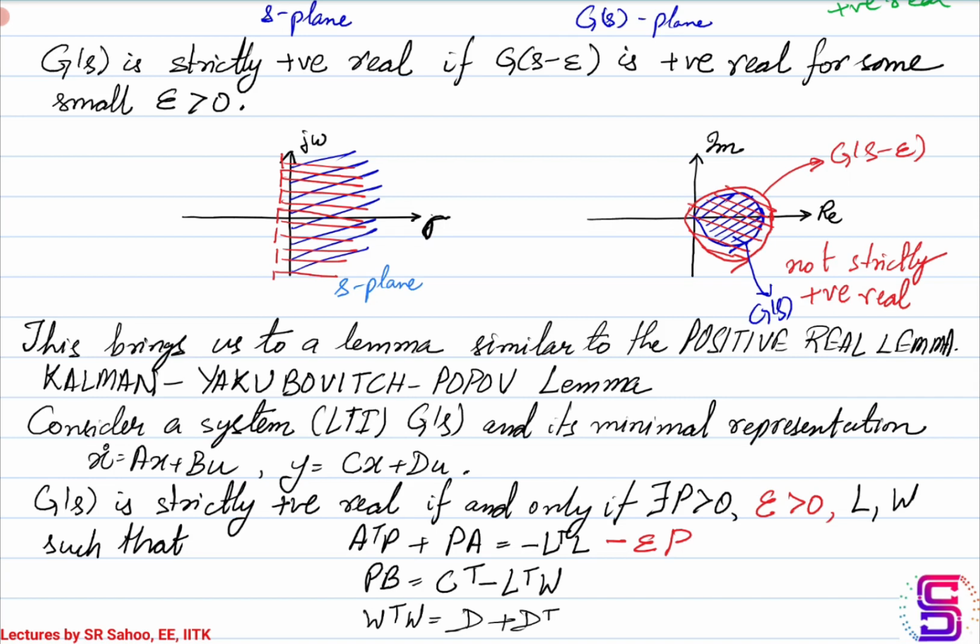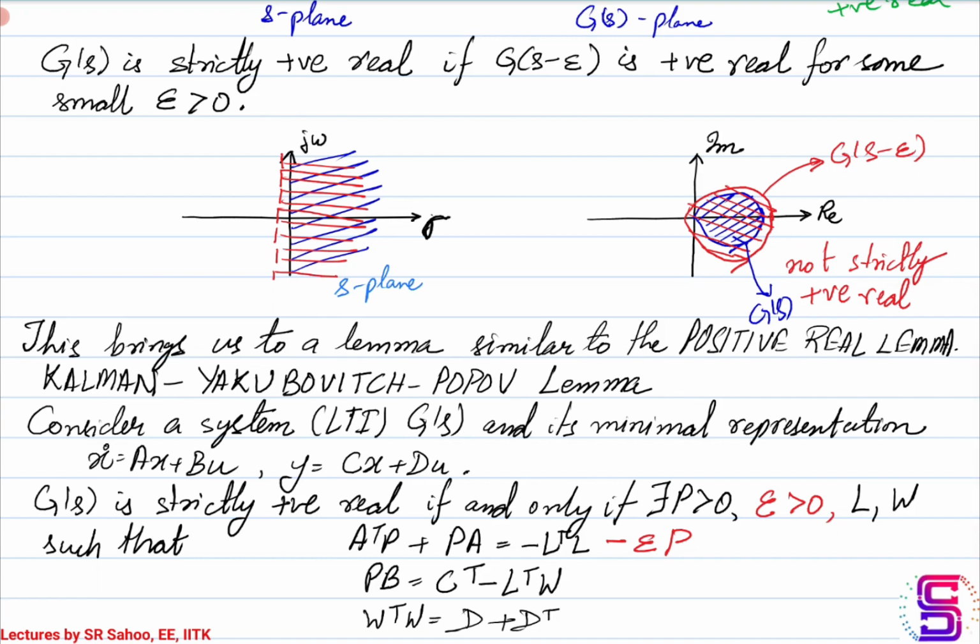Now with this idea of a strictly positive real transfer function, we again state a version of the positive real lemma, which is also known as the Kalman-Yakubovich-Popov lemma. This lemma has a small variation with respect to the positive real lemma that we had seen, and this small variation actually helps in establishing that the origin of the LTI autonomous system will be asymptotically stable.